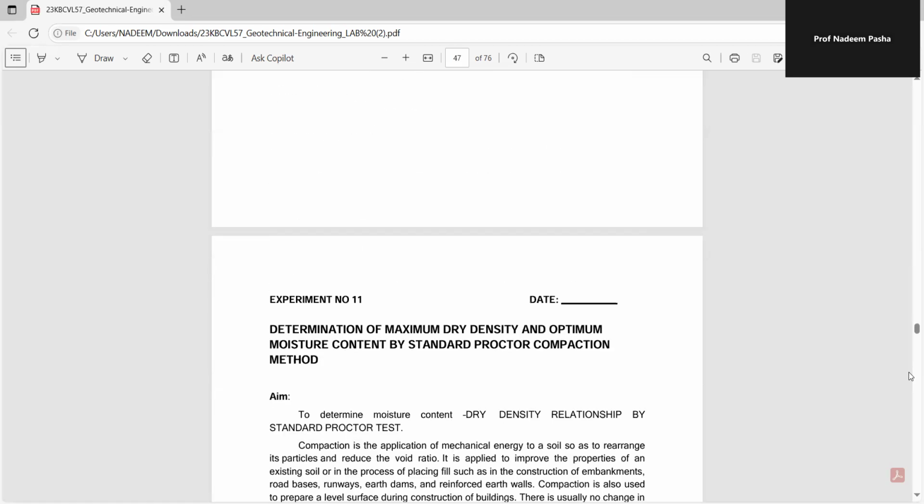No. So the next experiment is very interesting. That is determination of maximum dry density and optimum moisture content by standard Proctor compaction method. So, what is the experiment? Determination of maximum dry density and optimum moisture content by standard Proctor compaction test.